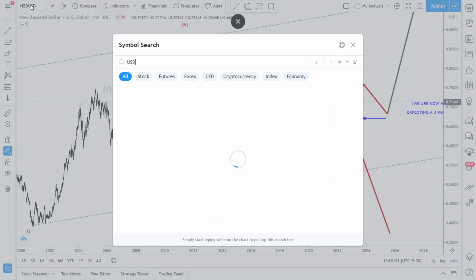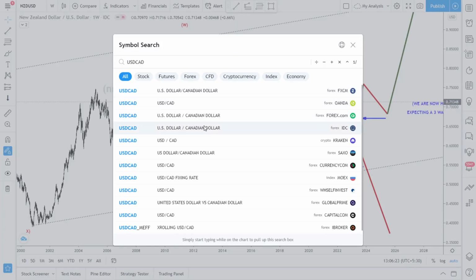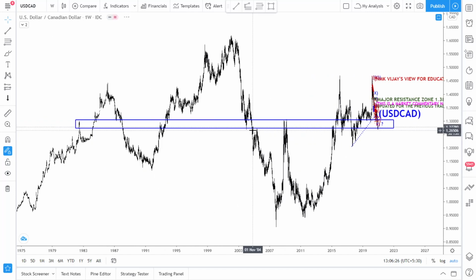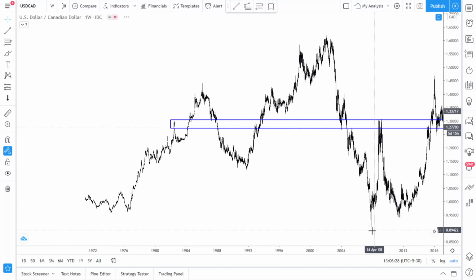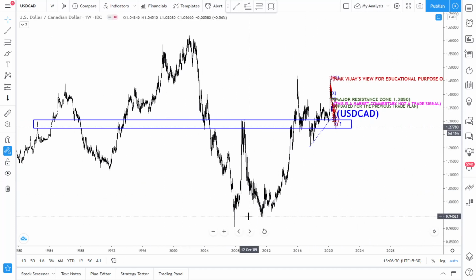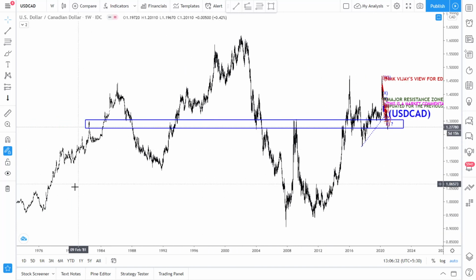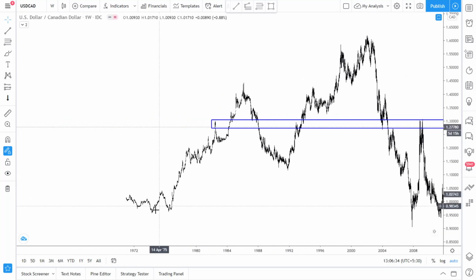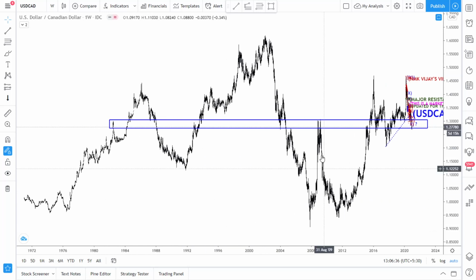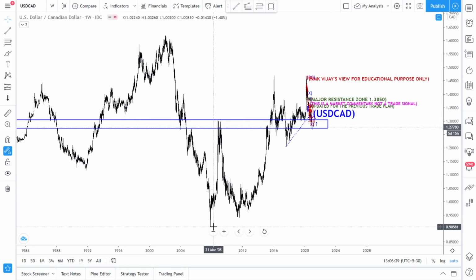Next, moving on to USD/CAD. See, this has already broken the low. So from here, we now need this one because it's already broken the low.